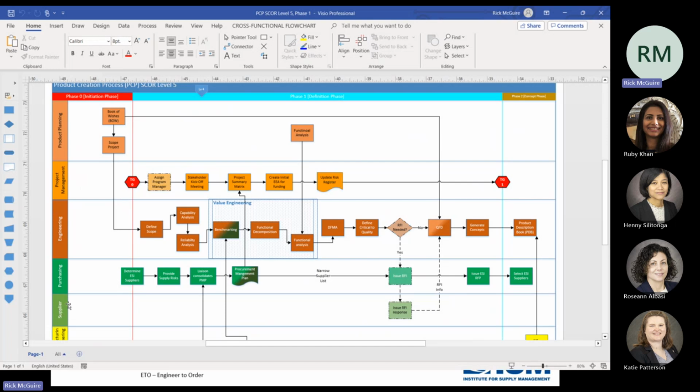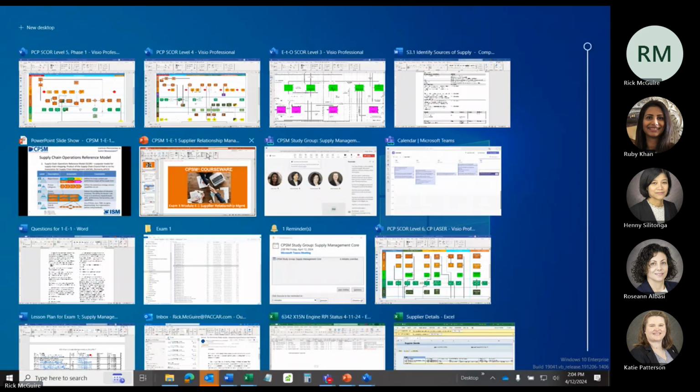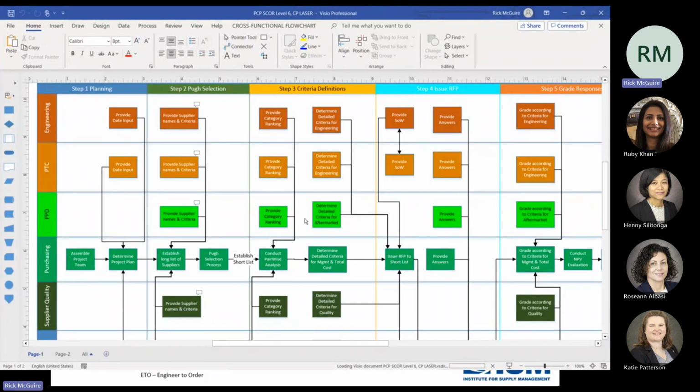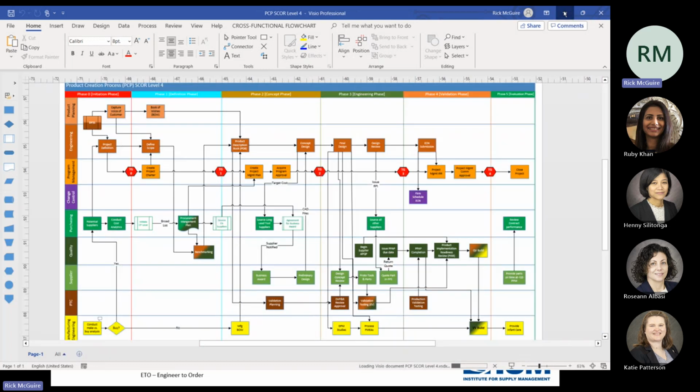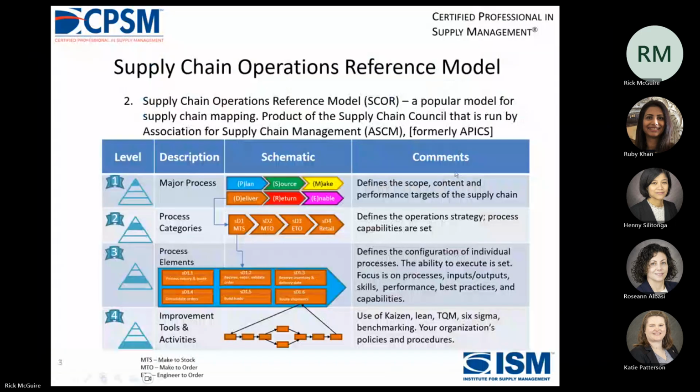And here's the players. And then you can take it a step further and go down and look at the CP laser. So this is filling out the CP laser. That's level 6. So it just keeps stepping down like that. And you can map from your company to your suppliers and your suppliers' suppliers. That's kind of the whole idea of it. But that's the supply chain operations reference model.